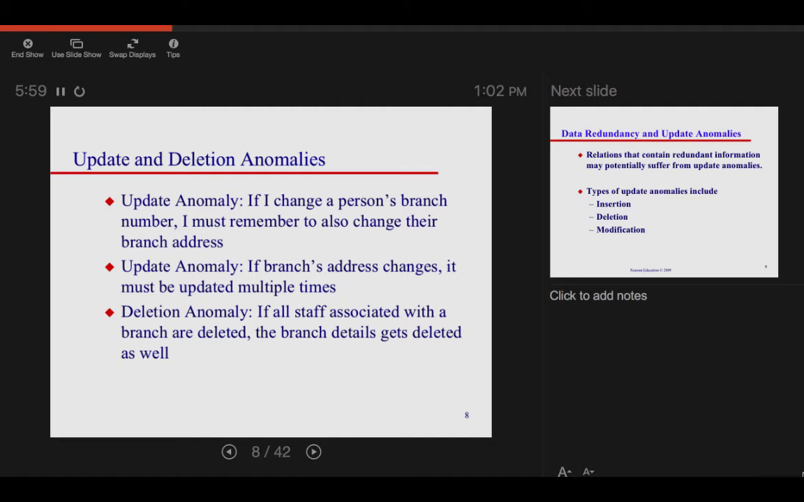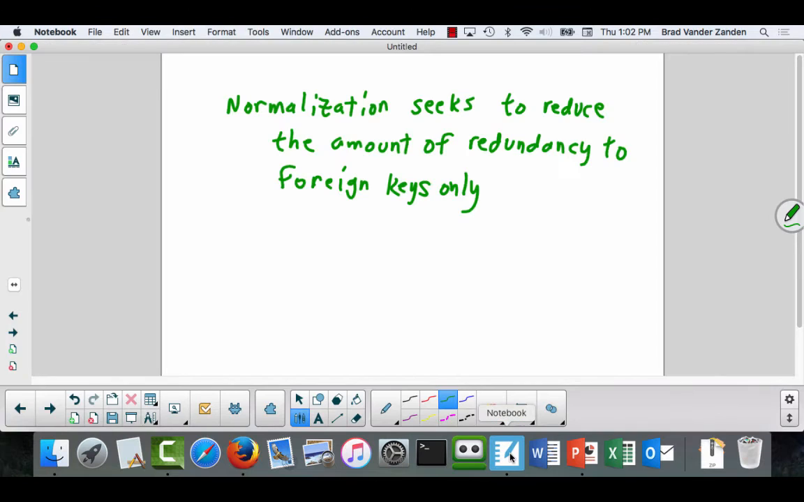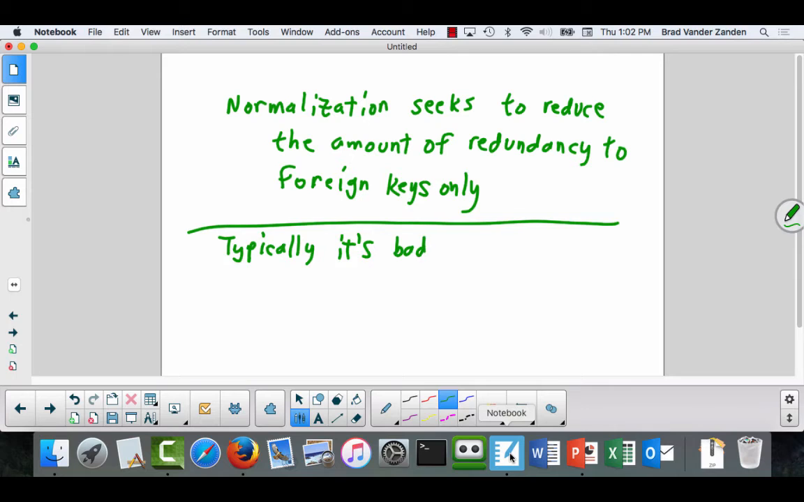So a second thing we're going to find is that typically it's bad for a relation to store information about more than one entity.